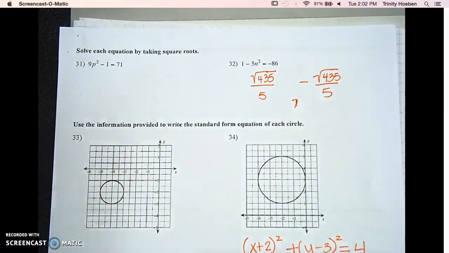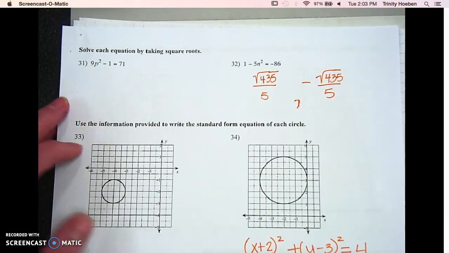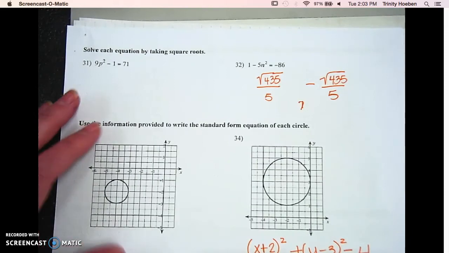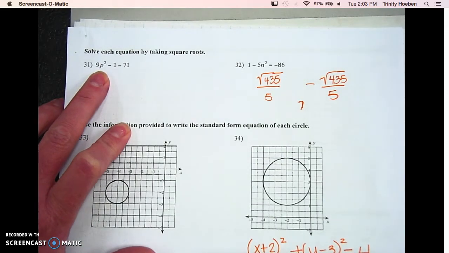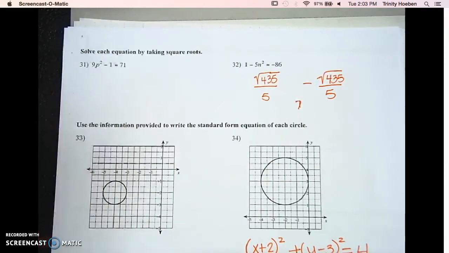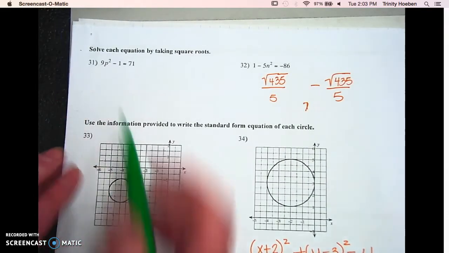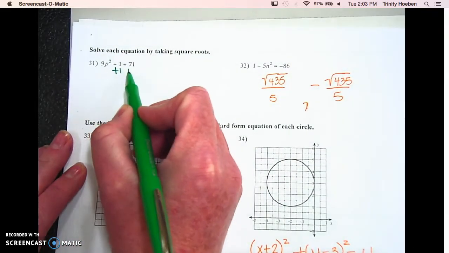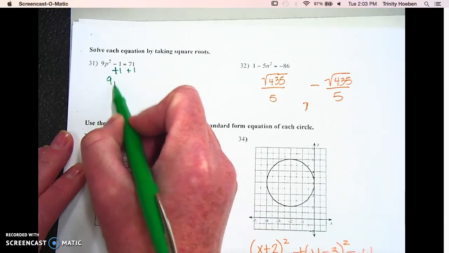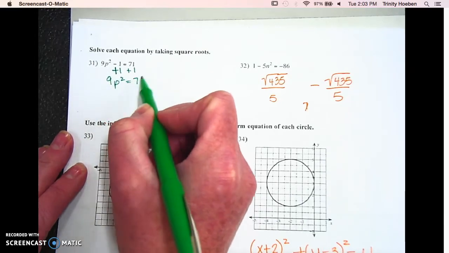I'm going to finish up the problems on the review for the Chapter 10 test. So starting with number 31 on page 3, we're going to solve each equation by taking square roots. So we want to isolate the square by itself. We do that by adding 1 to both sides, which leaves us with 9p squared equals 72.